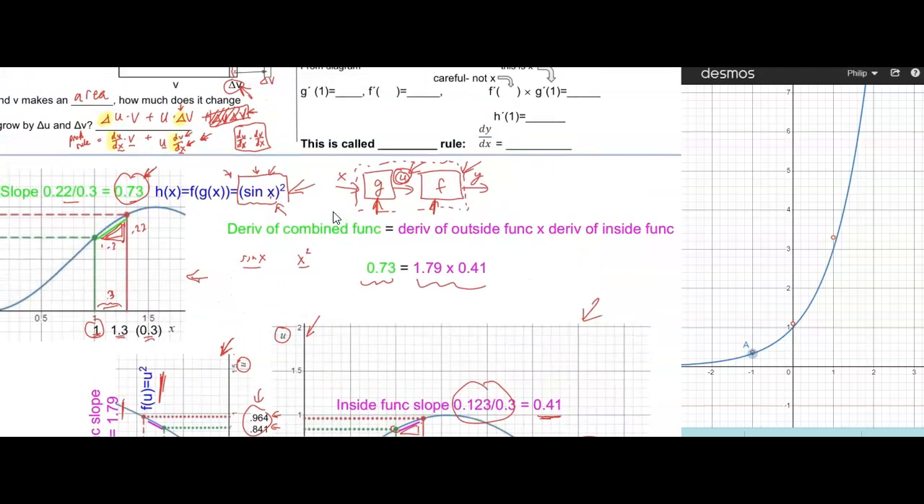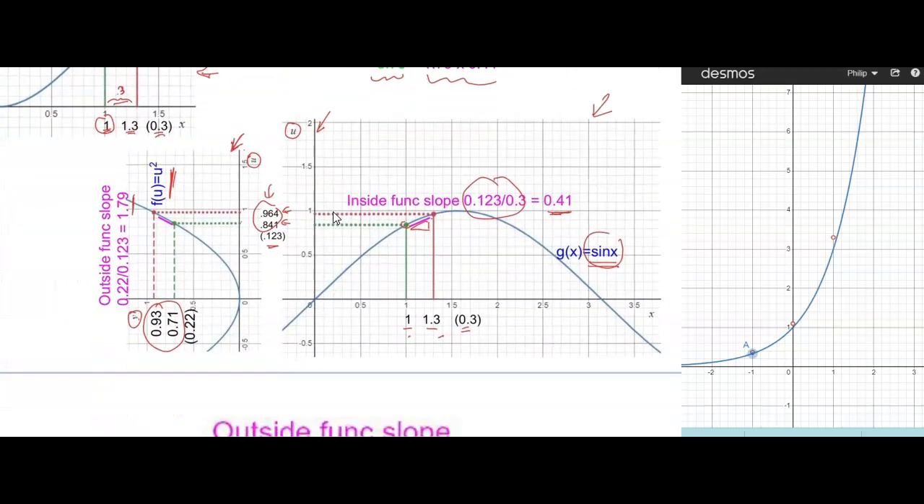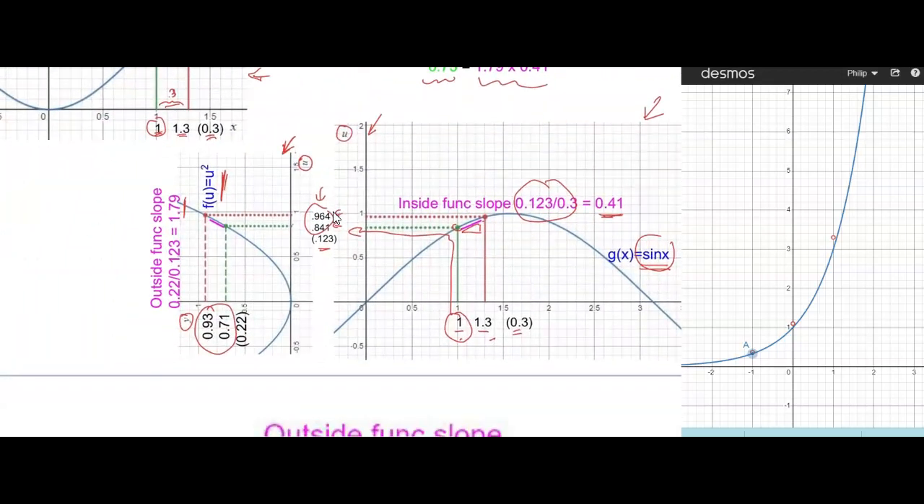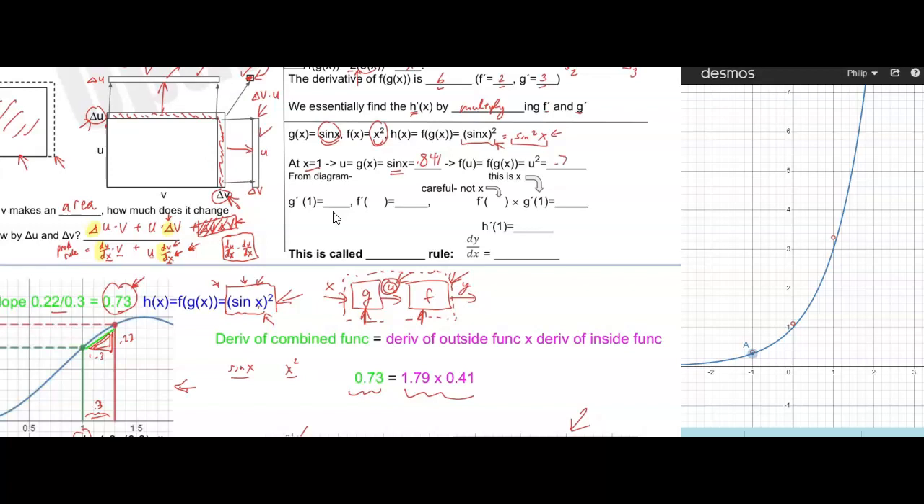Okay, so I'm going to write a few notes up here. So at x equals 1, the value that pops out of sine is 0.841, right? 0.841. And then the value that comes out of the function box f, the 0.841 goes into the function box f, and then out comes 0.71. So these are just getting some values that we might need later.